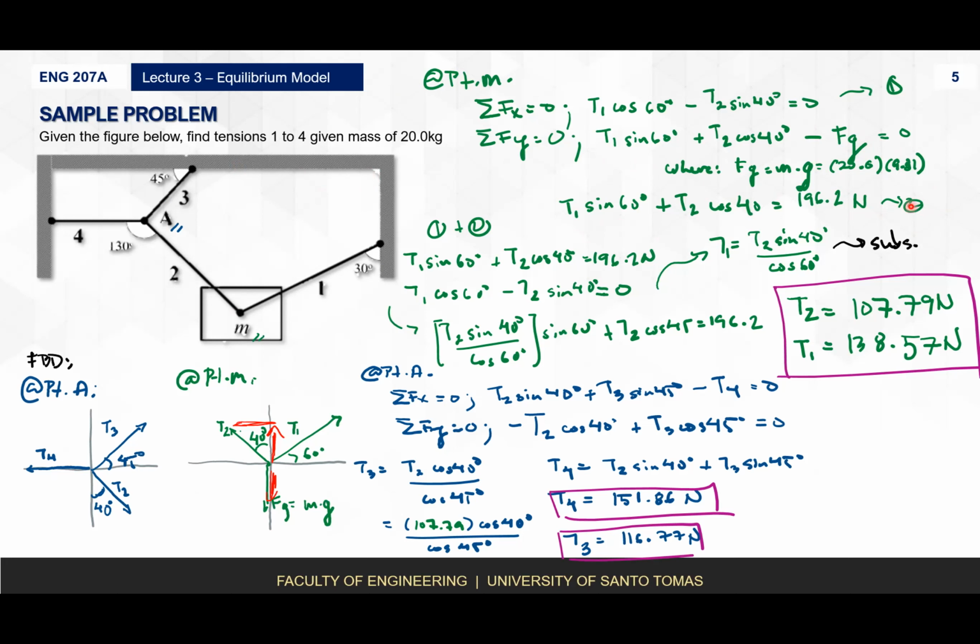Now, all you have to do now is yung next step natin, solve these equations simultaneously. So if you look at it, you can either isolate one component over the other and just substitute na lang. In my case, I did that. I think I made all the equations in terms of T2. You can do it all in T1 if you want. And then you would eventually get the answer of T2 and T1, 107.79 and 138.57. Okay?